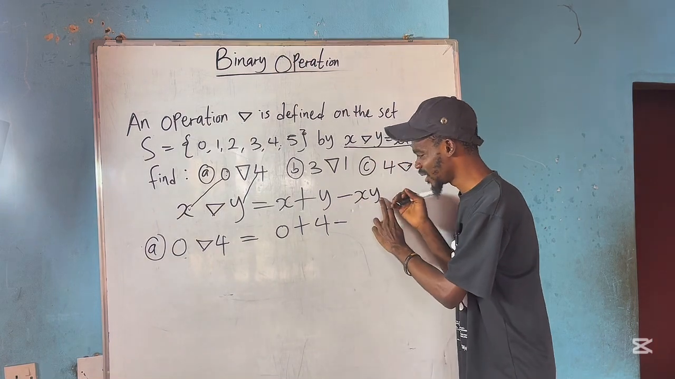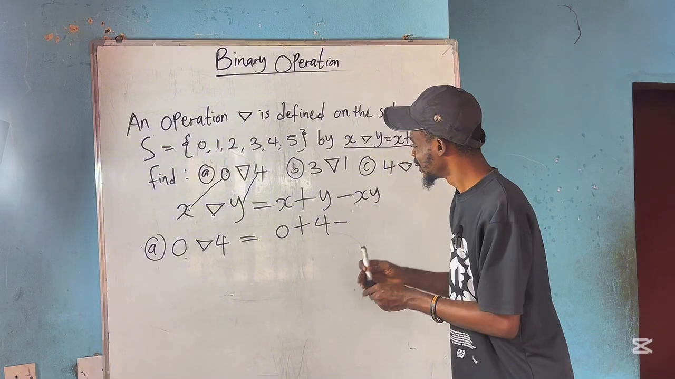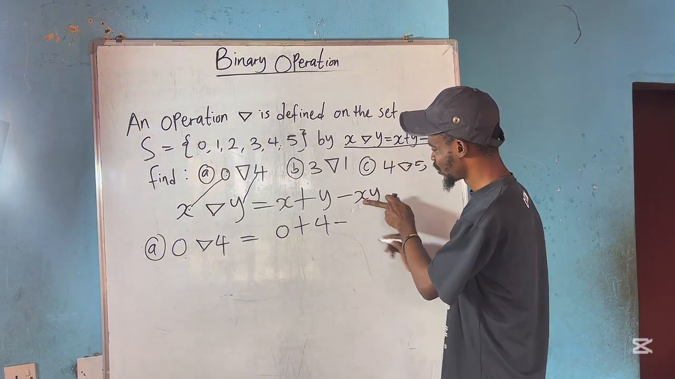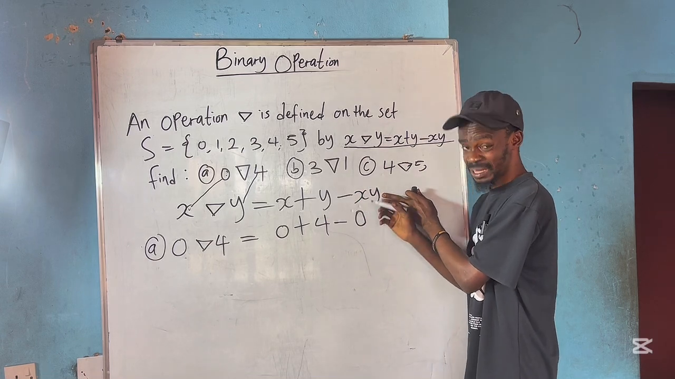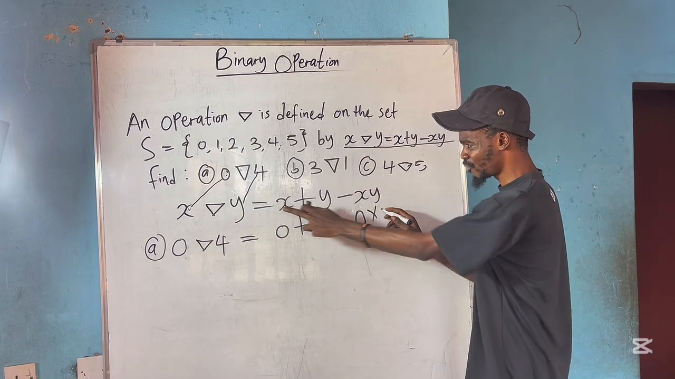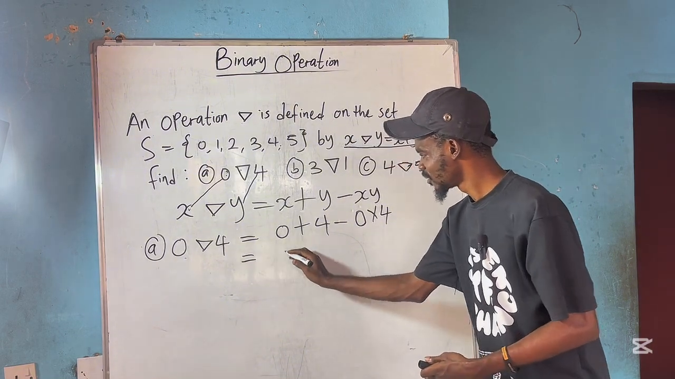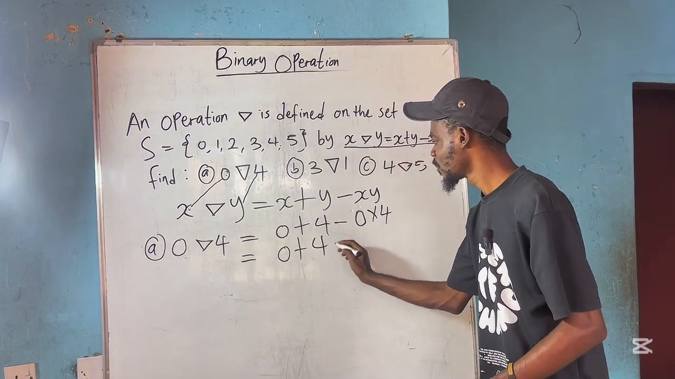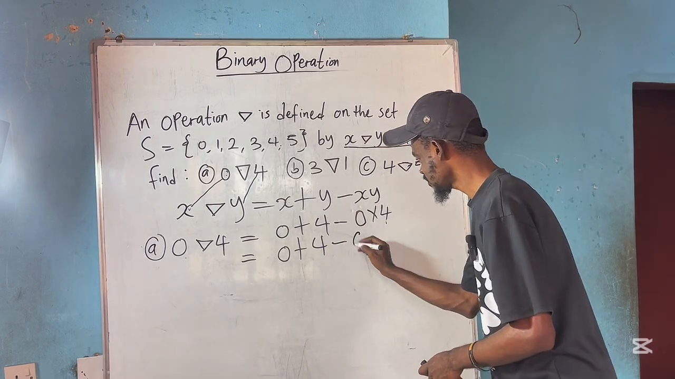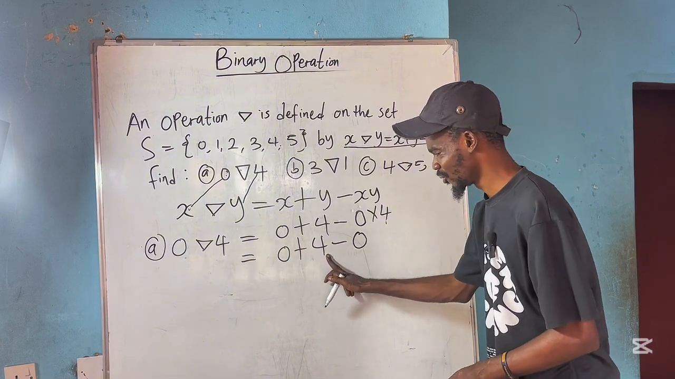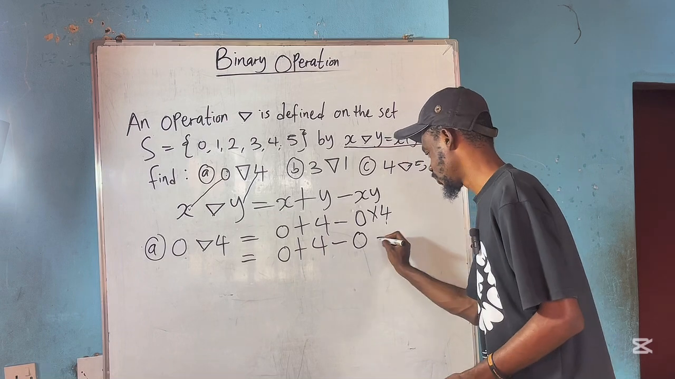So since you are seeing XY, it means any number that X is, we times the number that Y is. So X is 0, and then Y is 4. XY means X times Y, which means 0 times 4 because y is 4. So this is equal to 0 plus 4 minus 0 times 4, which will give you 0. Anything times 0 is 0. Now 0 plus 4 will give you 4. And 4 minus 0 will also give you 4. So the answer is just 4.